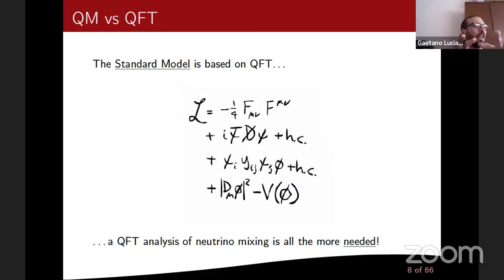Okay, so as I was saying, this is the original quantum mechanical picture where we work with single particle states, but we know that quantum field theory, which is maybe the best quantum theory we have so far, is based on fields. The fundamental object is not the single particle states, but the fields. So a field theoretical analysis of mixing is all the more needed.